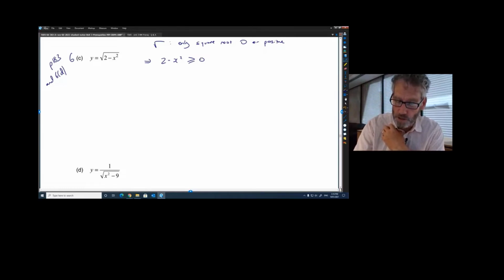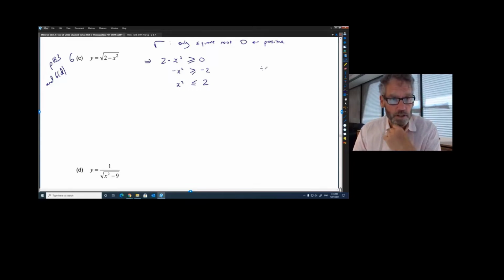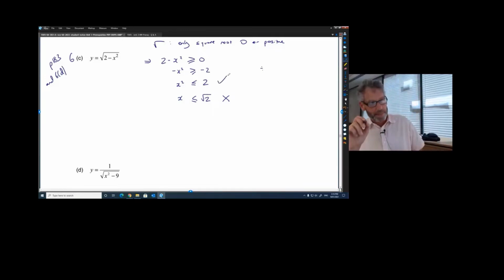I'm going to take the 2 across the other side. So I have negative x squared, negative 2. When I divide by -1, remember you change sign. When you divide by a negative, you change the direction of the inequality sign. Now, the big danger here is people say, therefore, x is less than or equal to root 2, and that is wrong. So I'm right to there, but that last statement is wrong, and that's a mistake a lot of people will make when they do these questions.